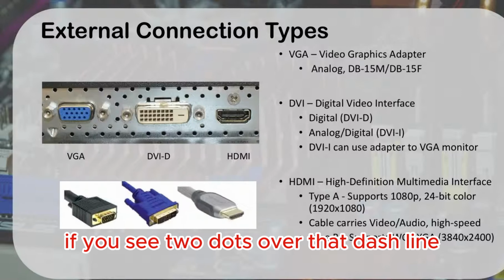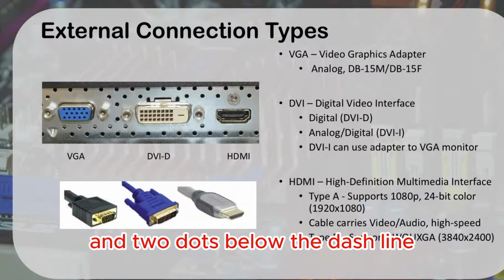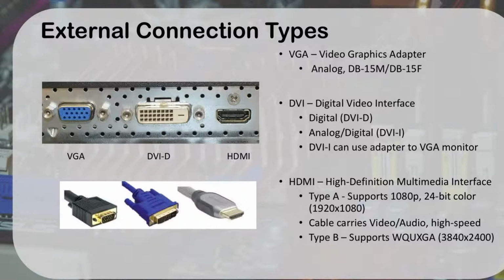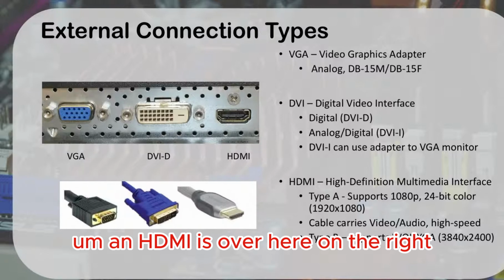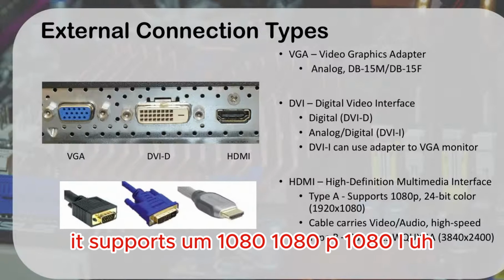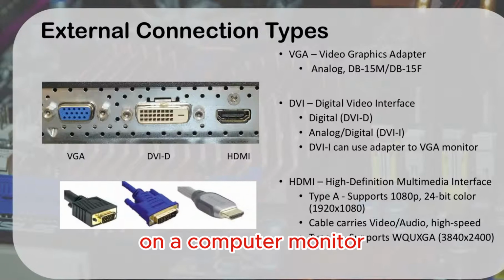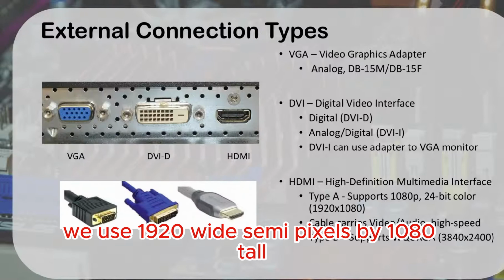The difference is if you see 2 dots over that dashed line and 2 dots below the dashed line, it would be a DVI-I. I'll show you guys a picture of that later as well. And HDMI is over here on the right. It's what your HD TVs use. It supports 1080p, 1080i, which is 1080 lines of resolution on the screen. On a computer monitor, we use 1920 pixels wide by 1080 tall.